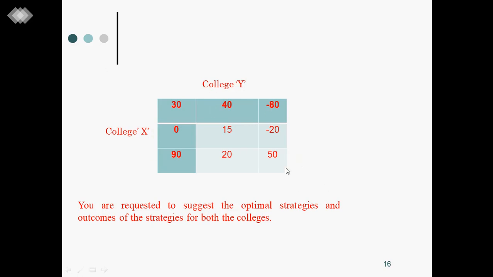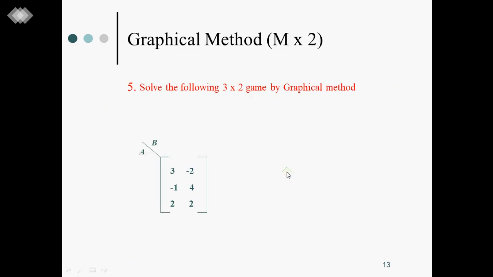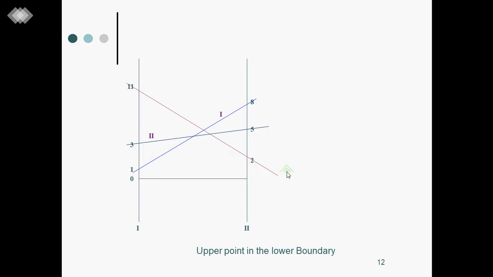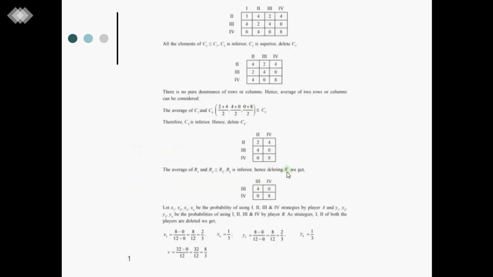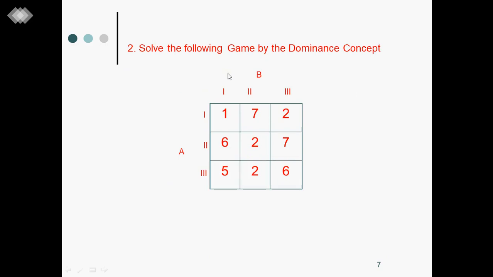Otherwise, what you have to do is go for the dominance concept, to reduce the game to 2 by 2, then you have to go to probability. Probability means x1, x2, x3 or something, y1, y2, y3. So you get the value of the game, the final game. Sometimes in the graphical method, even this kind of game will be given to solve by the graphical method.